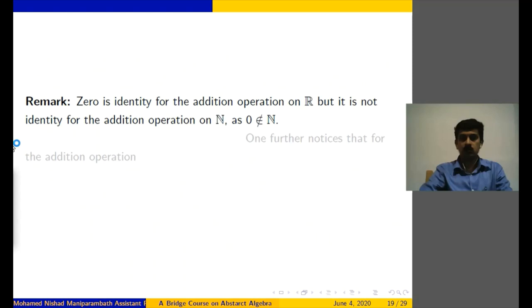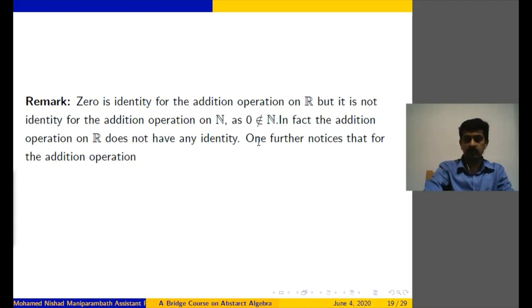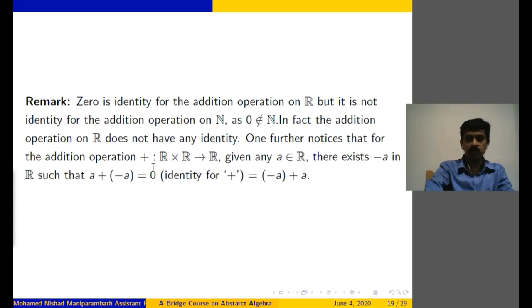So, we are discussing in this remark: 0 is the identity for the operation addition on R, but it is not the identity for the addition operation on N, since 0 does not belong to N. In fact, the addition operation on N does not have any identity. Further, notice that for the addition operation plus from R cross R to R, given any A belongs to R, there exists a real number minus A in R such that A plus minus A equal to 0. 0 is the identity for addition, which is equal to minus A plus A.